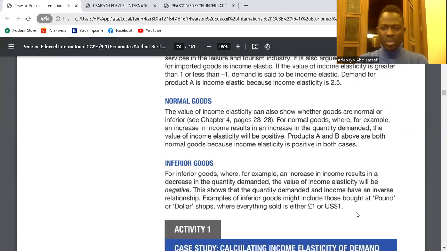So what happens with normal goods? They said the value of income elasticity can also show whether goods are normal or inferior. For normal goods, where, for example, an increase in income results in an increase in the quantity demanded, the value of income elasticity will be positive. Now for normal goods, as soon as you calculate your YED and it gives you a positive figure, do you understand? Any normal good calculation will give you a positive figure.